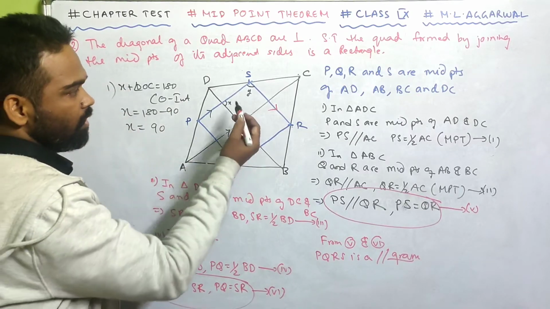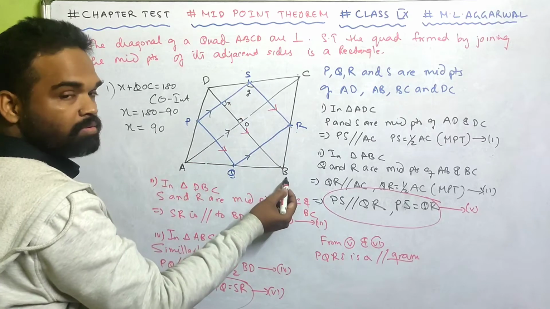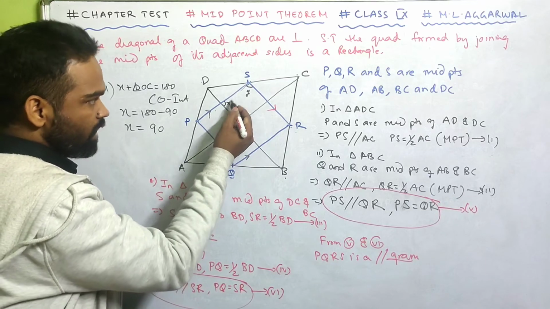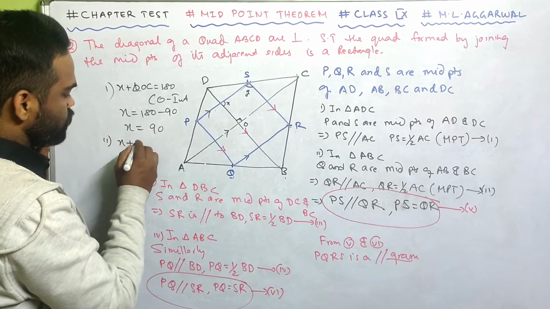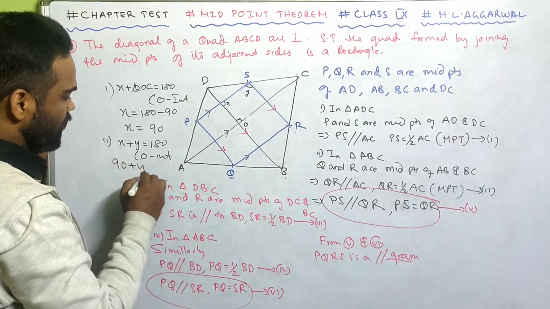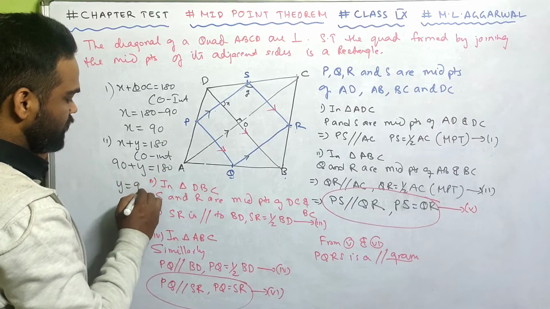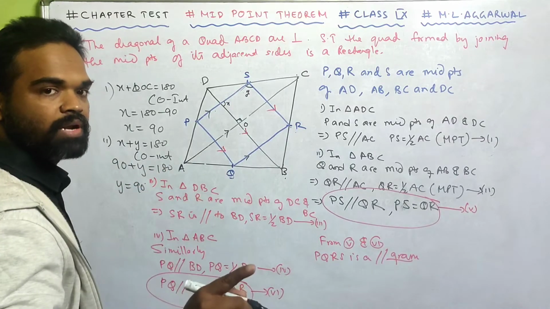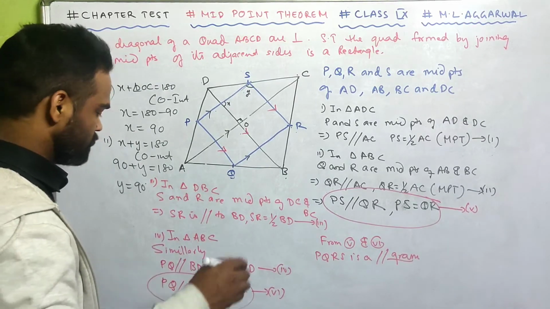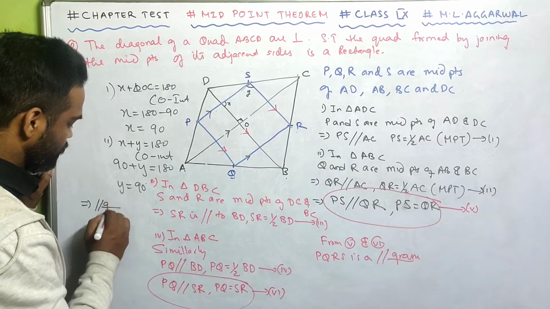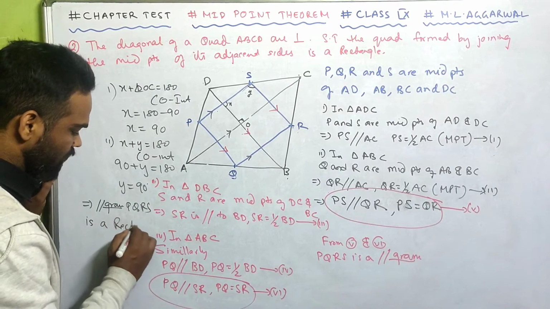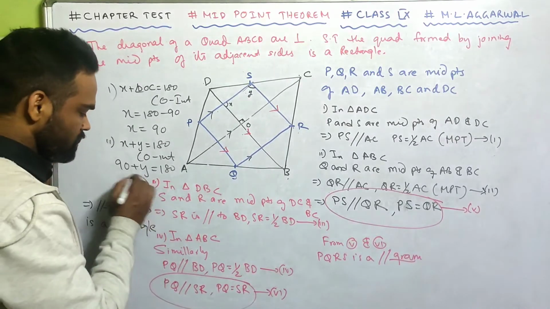Done. Now again, SR is parallel to DB. So this line is a transversal. SP is a transversal. So again, X plus Y is equal to 180. Co-interior, yes or no? So X is 90, plus Y equals 180, which means Y equals 90 degrees. So in a parallelogram, if one angle is 90 degrees, then the parallelogram becomes a rectangle, which simply means parallelogram PQRS is a rectangle. Why? Because one of its angles is 90 degrees.